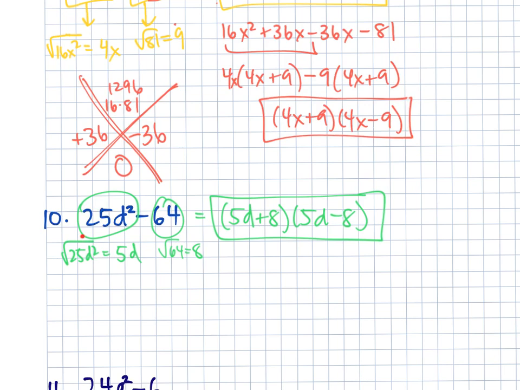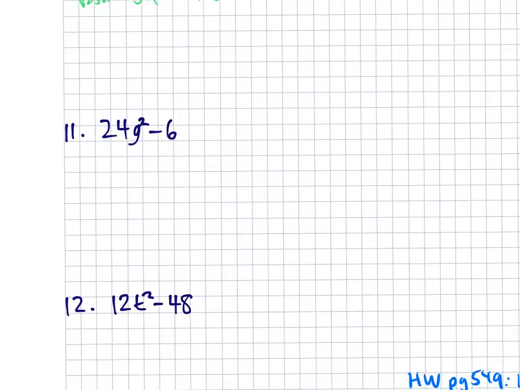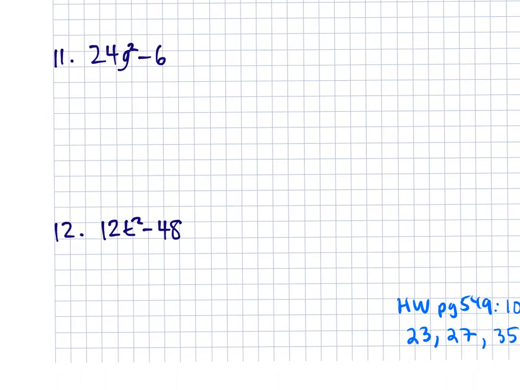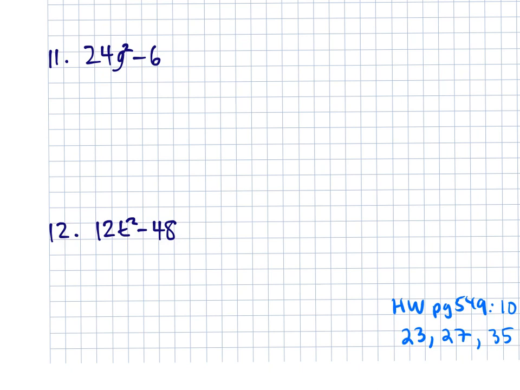Okay, hopefully you tried the shortcut, or if not, if you did it this way, it's probably just as easy, just not as fast. The square root of this is 5d, square root of 64 is 8, so it's 5d plus 8, 5d minus 8, and that's it. Okay, number 11, all right, just two more. Number 11 is another one. We don't notice their square roots though, perfect squares.